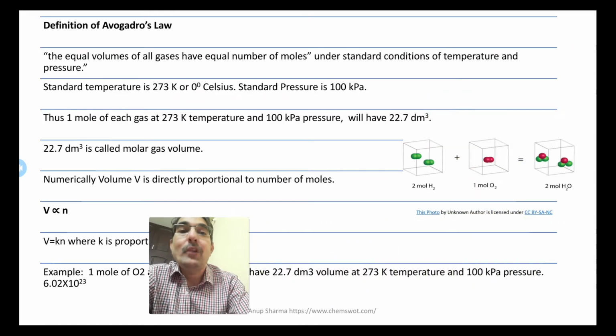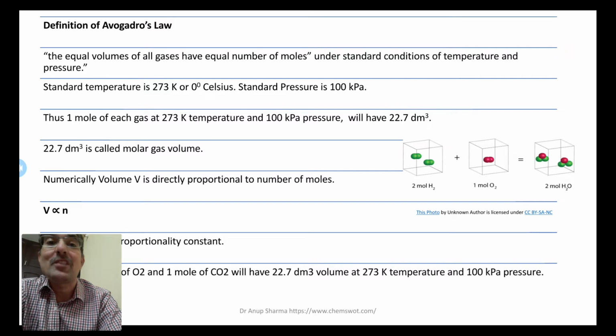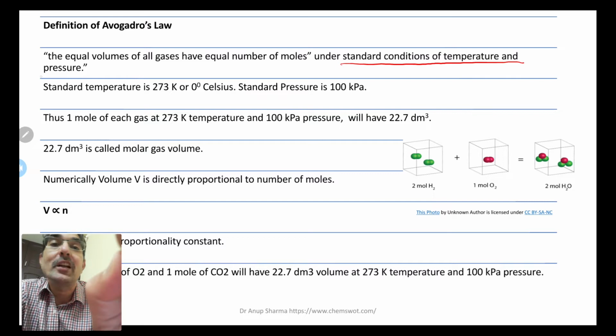Moving further, Avogadro's law. So what is Avogadro's law? The equal volumes of all gases have an equal number of moles. This is Avogadro's law under standard conditions of temperature and pressure. That is key information. The equal volumes of all gases have an equal number of moles, but what is necessary? Standard conditions of temperature and pressure.